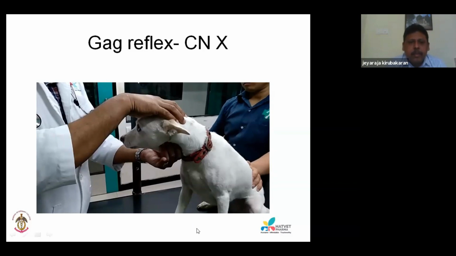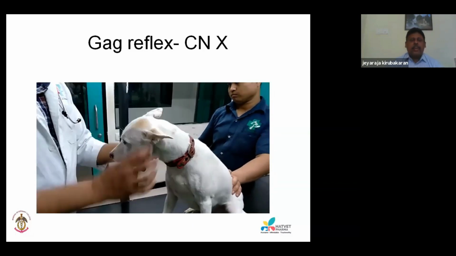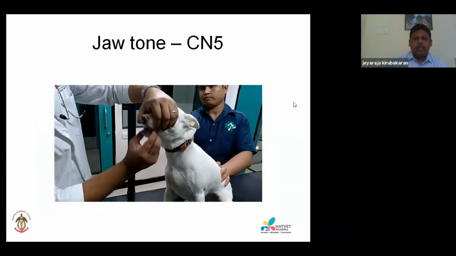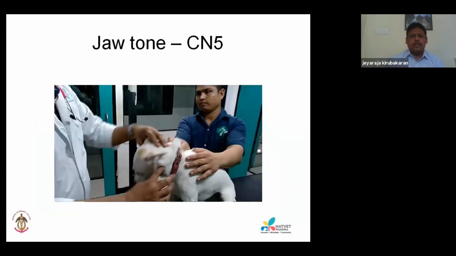gag reflex. It makes the animal swallow. Yeah, of course I can feel. Yeah, now it moved the head like this. No, that shows it's swallowing. Then to check the jaw tone, you can do all these things in a matter of 10 minutes. Everything you can complete.